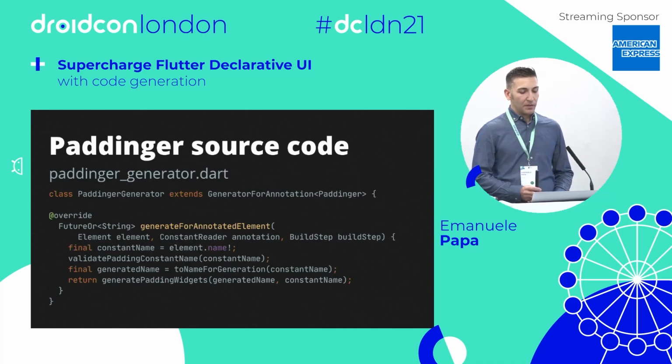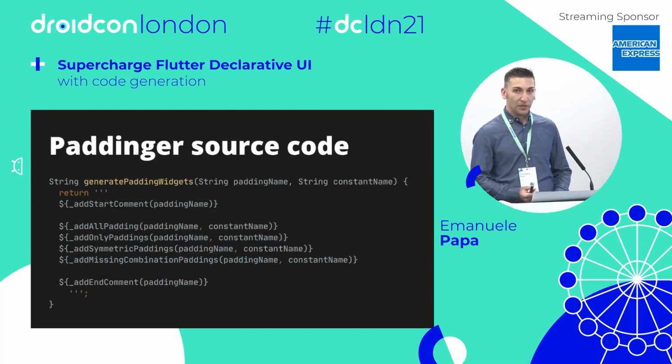Then I generate the name I want to use for the widgets. For example, from padding underscore medium, I get Medium in upper camel case, which will be the prefix I use for the widgets. And if I use padding very large, in this case I will get VeryLarge. That will be the prefix to the widgets. Then in the last line, I generate all the widgets we saw before. And now we can see how this happens.